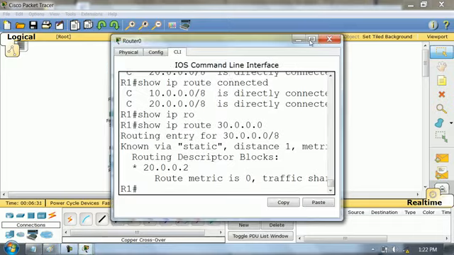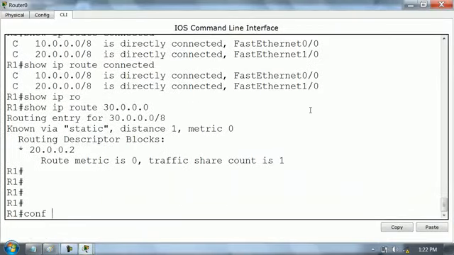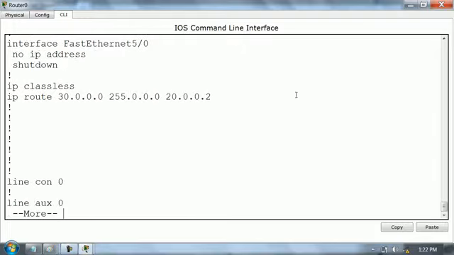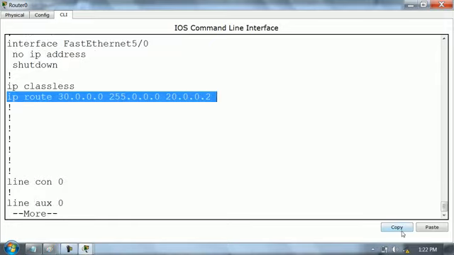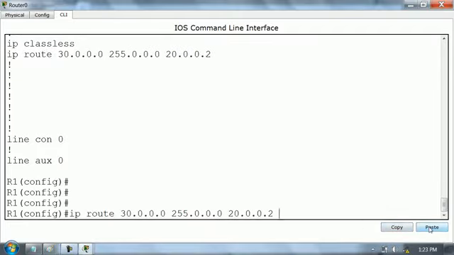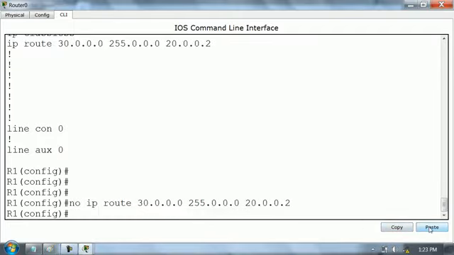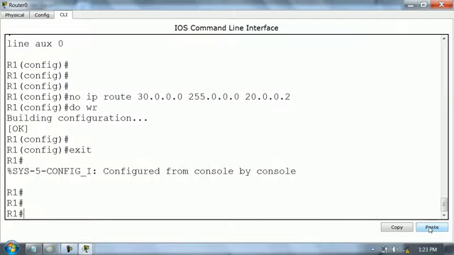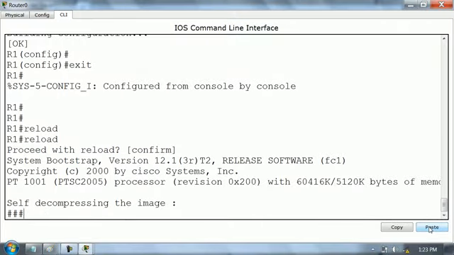But before doing that, I will do two things. Do show run, copy, paste. No. I have removed the route. Now do write, and then reload. Why I am reloading router? To clear the ARP table.